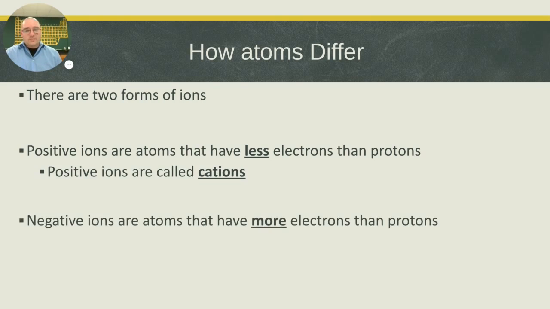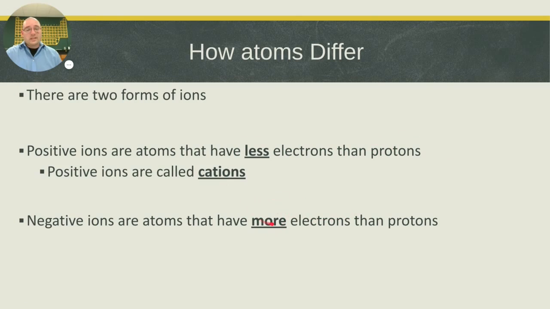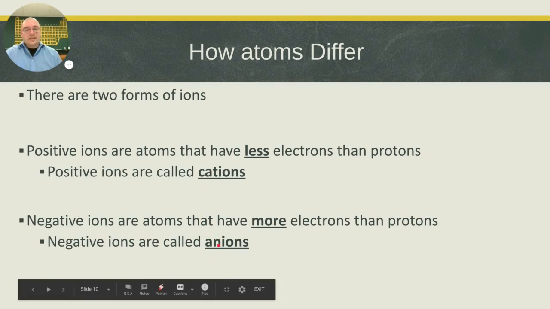Negative ions are atoms that have more electrons than protons. So if you have less electrons than you do protons, so more protons, it's a cation. If you have more electrons than you do protons, it's called an anion. A negative ion is an anion. All right, so if you have difficulty remembering which one is positive and which one is negative, cations has a T, and T looks like a plus sign. Anions has an N, which is the first letter of negative. It's not the best way to remember it, but hey, it helps. So go with it.